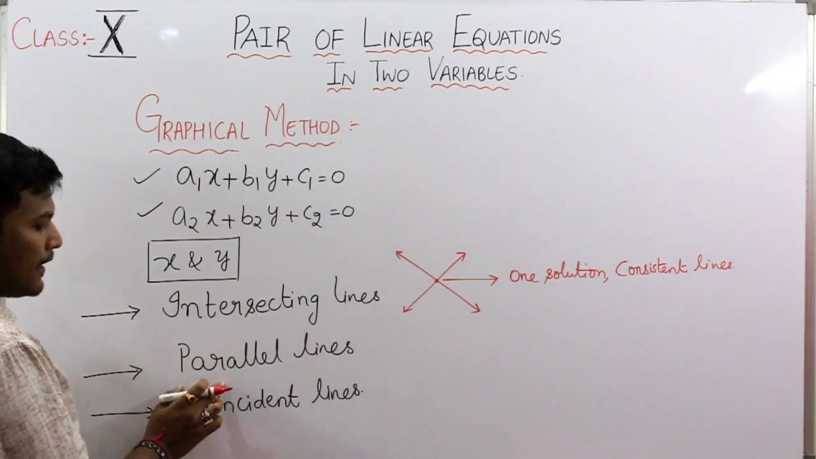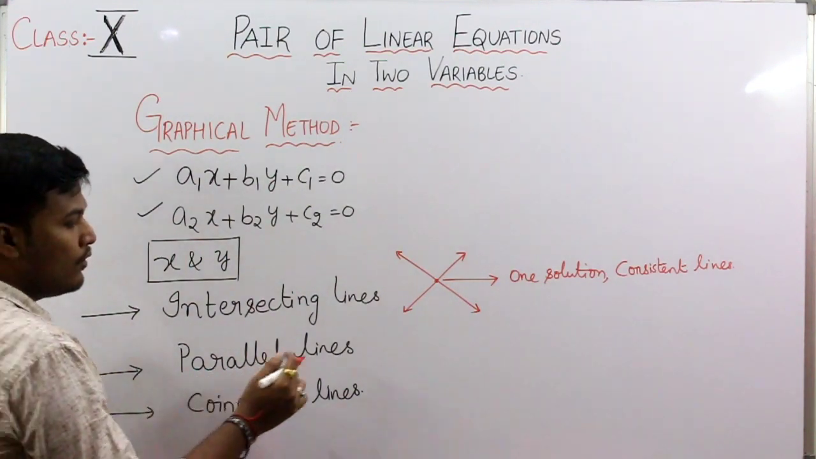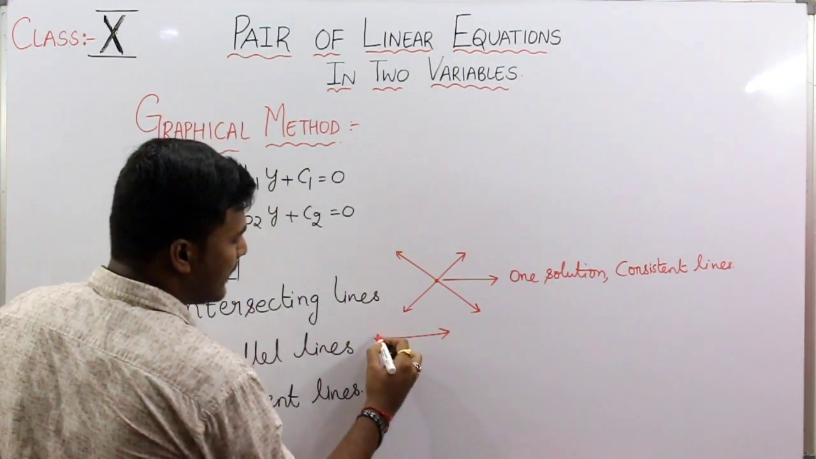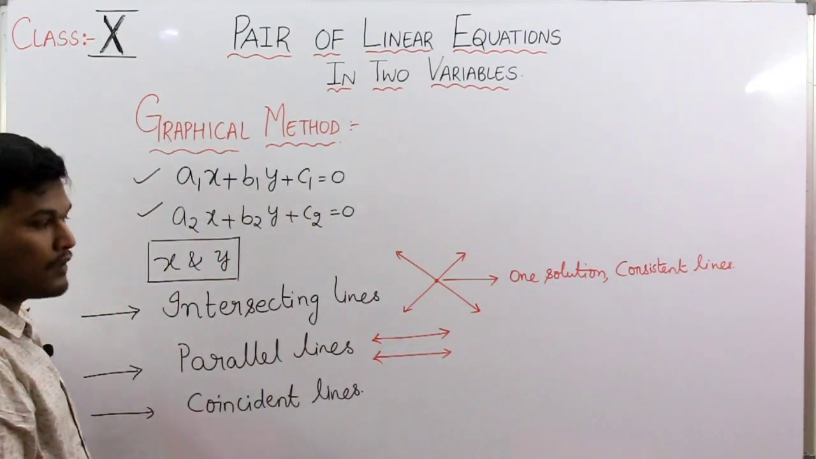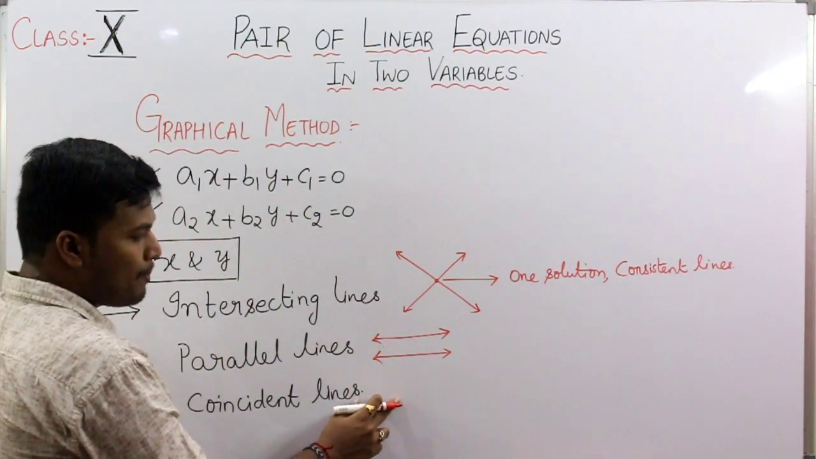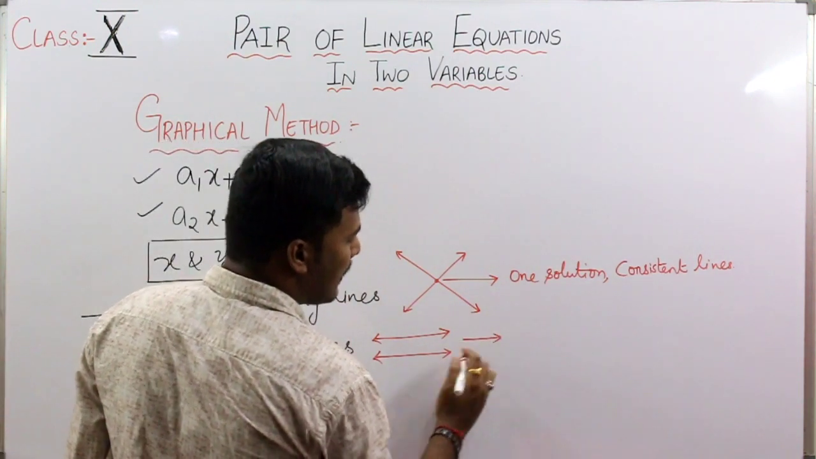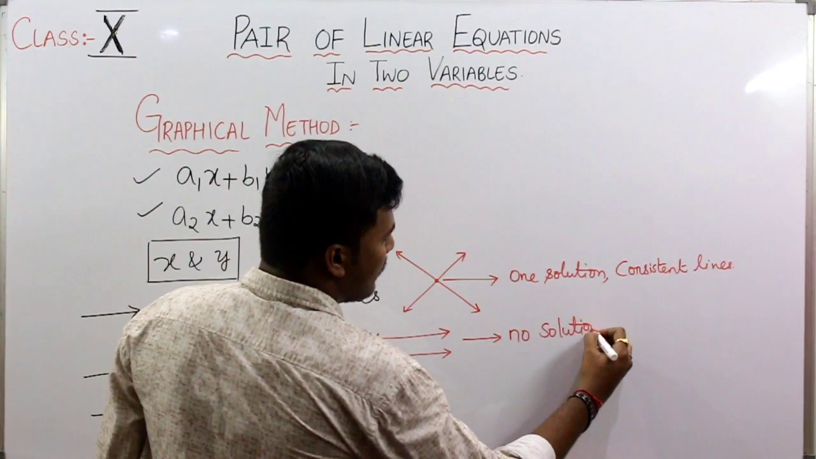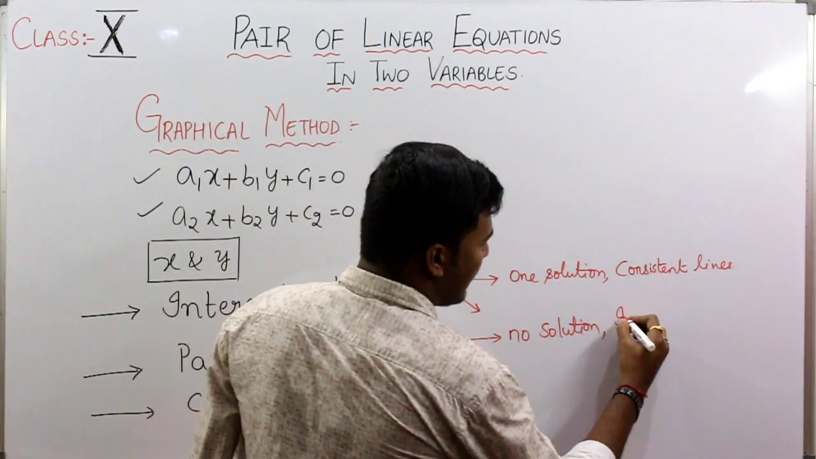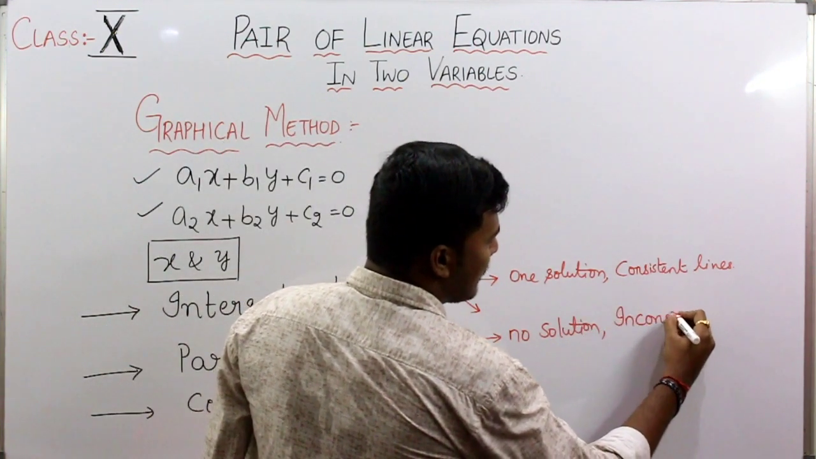The second type is parallel lines. Parallel lines will not intersect at any point, right? There won't be any intersection of the lines, hence they are called parallel lines. As they are parallel lines, they will not have any solution, so they have no solution, and these lines are called inconsistent lines.